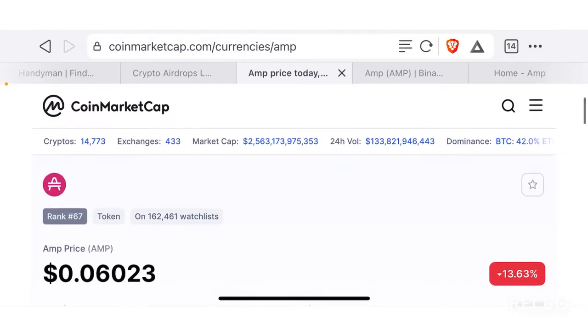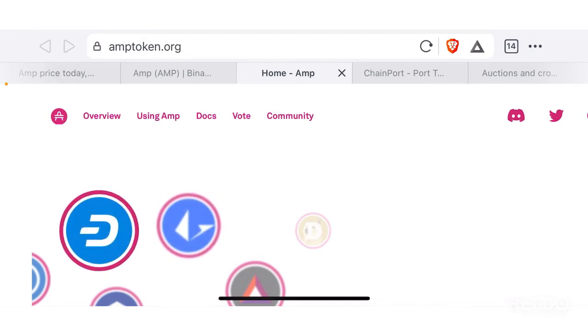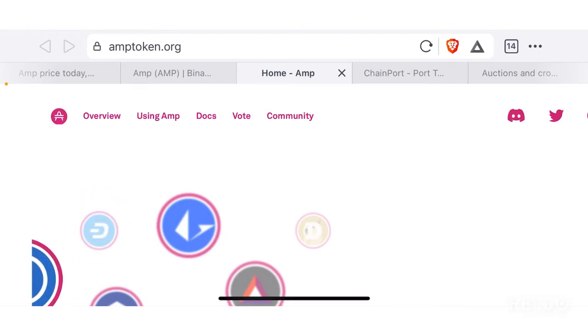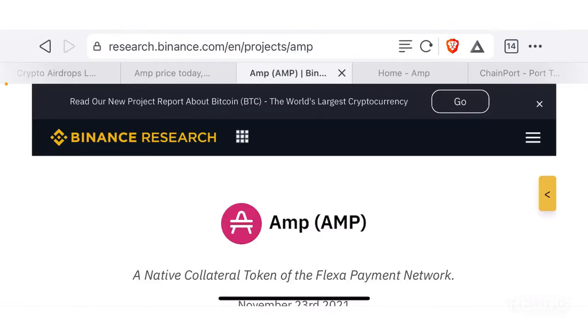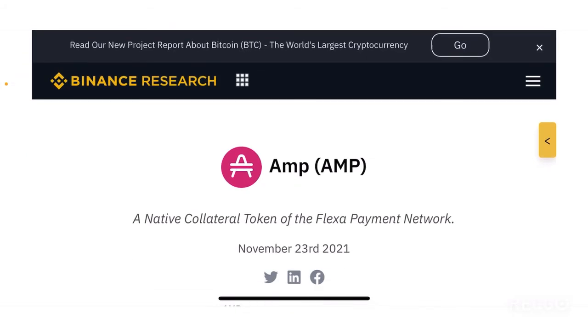Again, as always guys, I highly recommend you do your own research on any project we cover on our channel. And for this project, I recommend you go to their website, amptoken.org, in order to learn more about this project, right? So for the purpose of this video, we're going to use the information presented on the Binance Research page for the AMP token. But this is only going to be a peripheral analysis, which means you need to do your own in-depth research before you put your hard-earned money on this token, right?